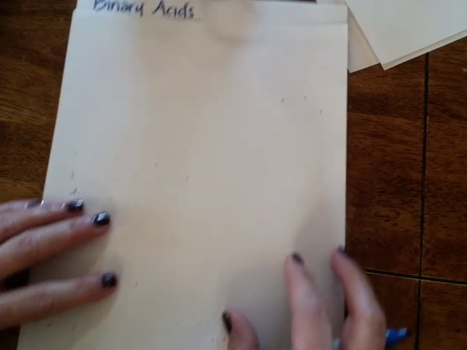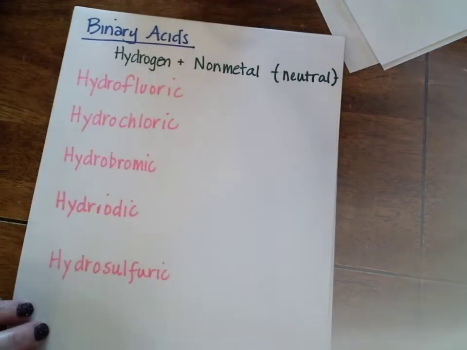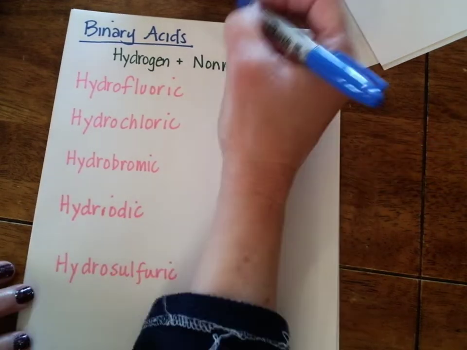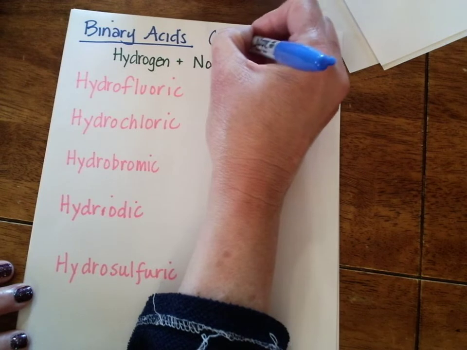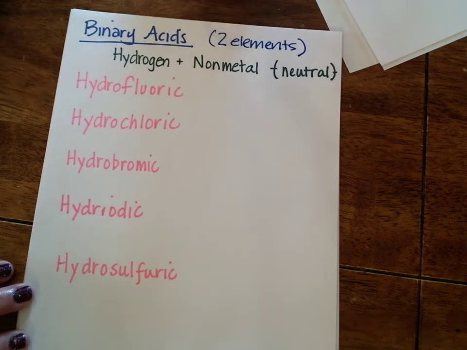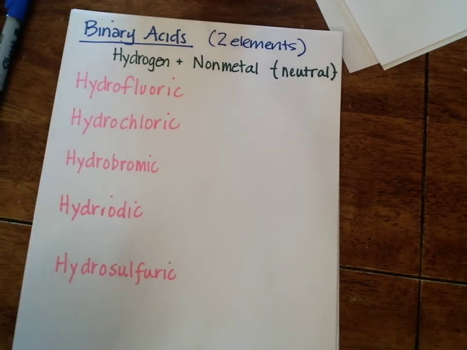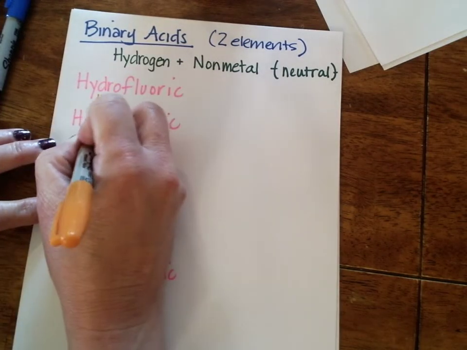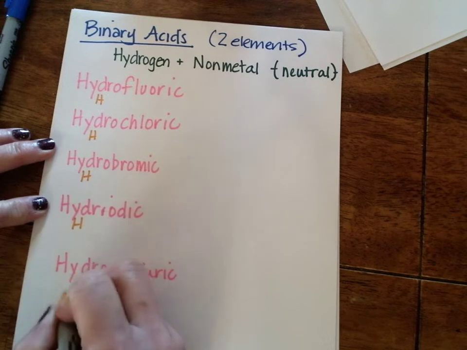The other thing that you're going to have to know as we start to write these chemical formulas and word equations and chemical equations are your different acids. We've talked about them already. First are binary acids. Binary acids are made of just two elements. Always hydrogen plus a nonmetal. And I can always figure out what they are by looking at the name. So obviously this hydro all the way down tells me it's an H.